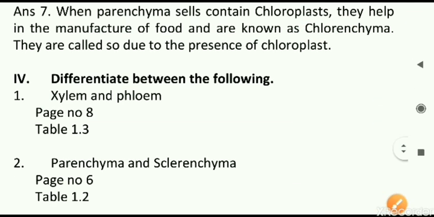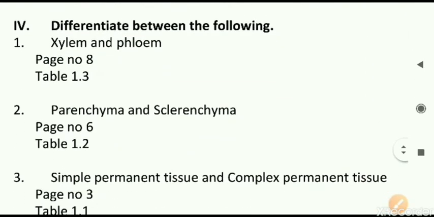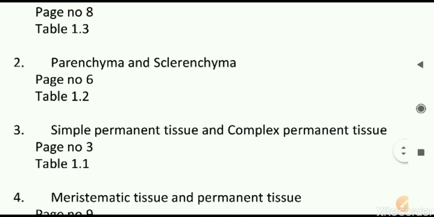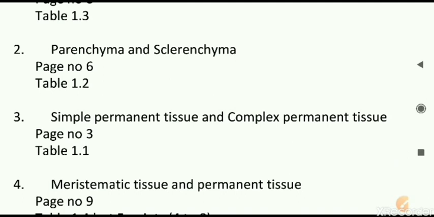Now we'll read this differentiate between. Here I have mentioned the page number and the which table you have to refer to. So you can check out in the book and you can note down the points directly from there. First is xylem and phloem. The answer you can see page number 8, the table 1.3. That same table you have to write down. Next is parenchyma and sclerenchyma, that you can find on page number 6, the table number 1.2.